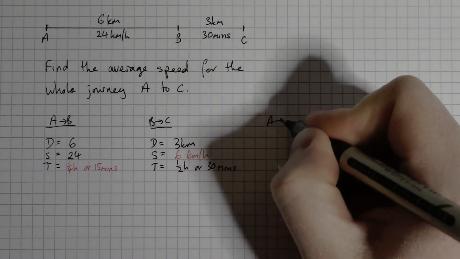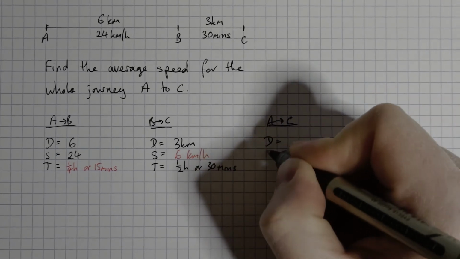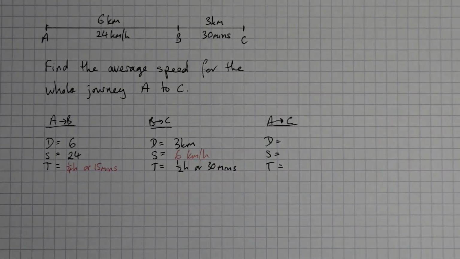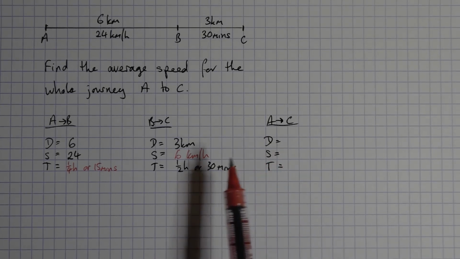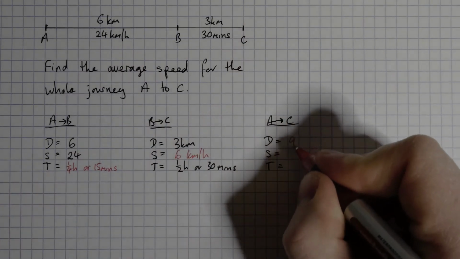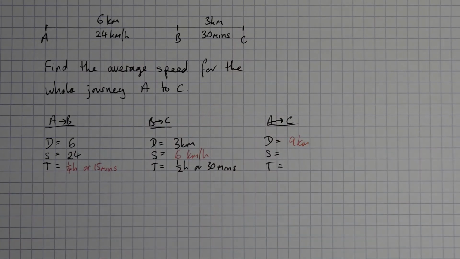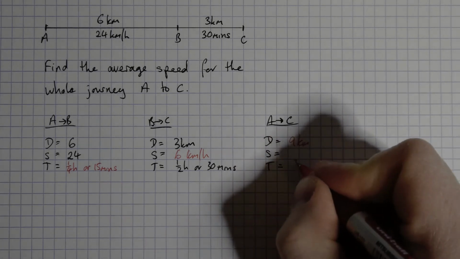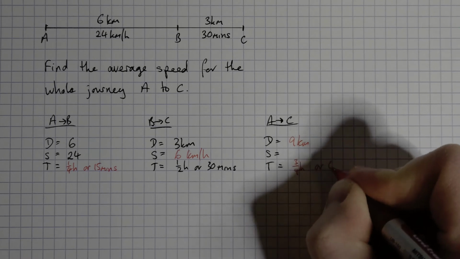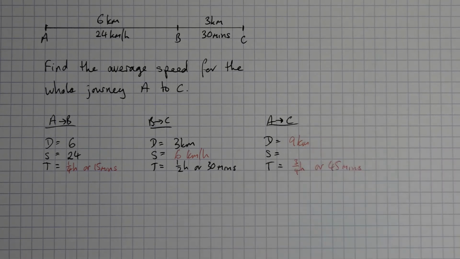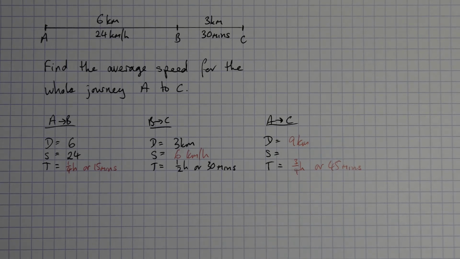Okay. Ultimately, we're trying to find the average speed for the whole journey A to C. So in the journey A to C, then there's a distance, a speed, and a time. All of these need to be worked out, so I do them all in red. So the distance is 6 plus 3, so 9 kilometres. The time taken is 45 minutes, or 3/4 of an hour. It's up to you what you prefer, but for the sake of calculating in sensible units, the 3/4 of an hour, or 0.75 hours is what I need here.